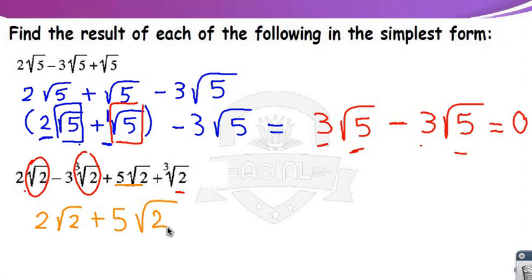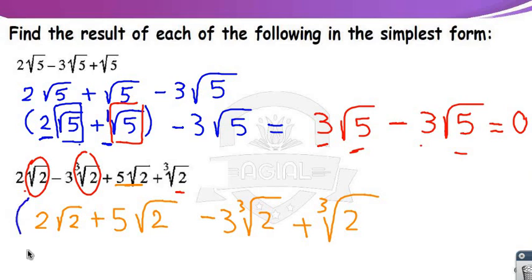Then minus 3 cube root of 2 plus cube root of 2. Then we will use the associative property. We will put the square root terms in a bracket and the cube root terms in a bracket.